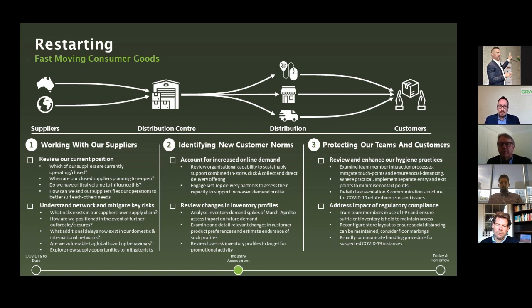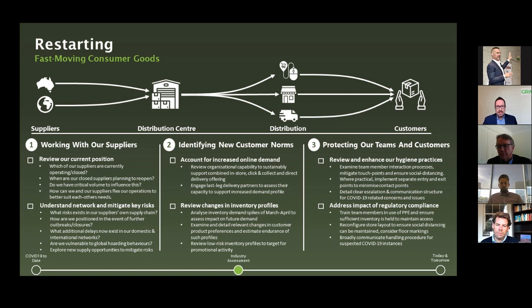The second part is identifying new customer norms. So yes, we have seen unprecedented increases in demand. Many of the FMCG community, you talk about, we've had Christmas volumes over and over again. So we need to review what is true demand going forward and what's our capability and capacity to be able to assess and deliver to that demand.